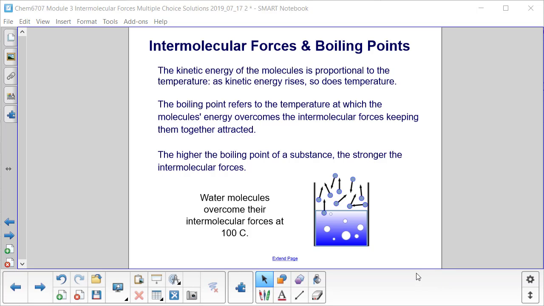All right, let's talk about how intermolecular forces affect boiling points. The kinetic energy of the molecules is proportional to the temperature. So as we increase the temperature of a solution or a bunch of molecules, so does the kinetic energy. The boiling point of that solution refers to the temperature at which the molecules' energy overcomes the intermolecular forces keeping them attracted. The higher the boiling point of a substance, therefore, the stronger the intermolecular forces. Water molecules, as an example, overcome their intermolecular forces at 100 degrees Celsius.